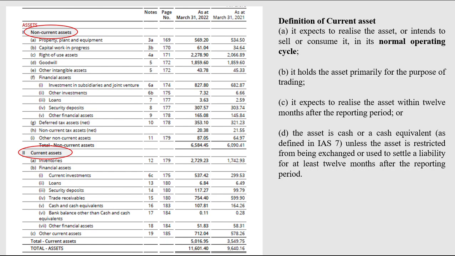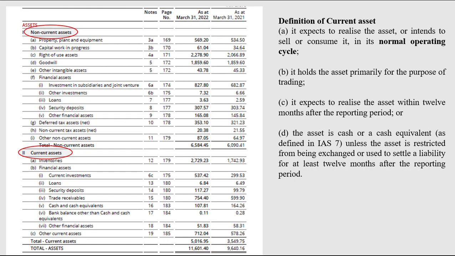they are the assets which the entity expects to realize in its normal operating cycle, or they are held primarily for the purpose of mere trading, or the entity expects to recover them within 12 months from the end of the reporting period, or they are nothing but cash and cash equivalents as defined in another standard. What is defined in the other standard, I will be covering when I discuss the standard called IAS 7.